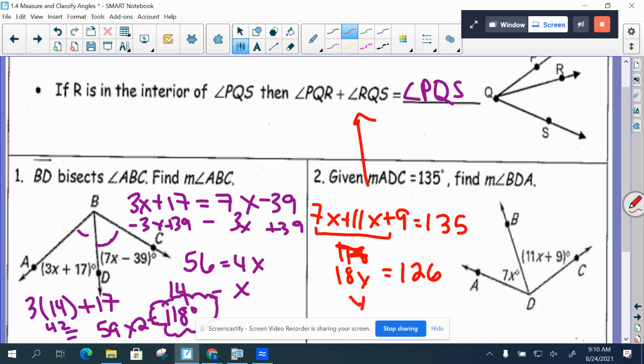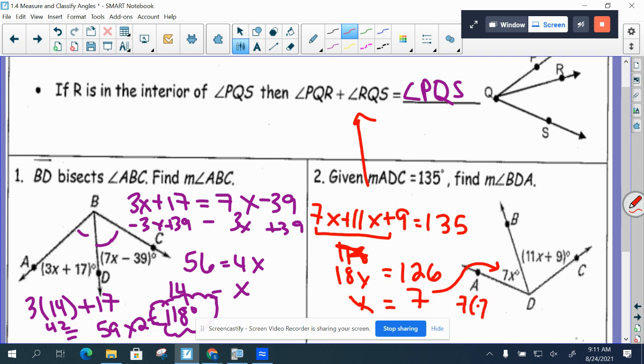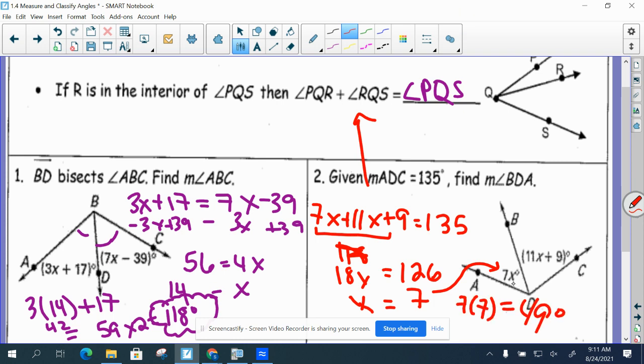And then if we're lucky, 126 is divisible by 18. So 7. Okay, so x is 7. Now it says to find angle BDA. So BDA, and we would need to just plug it in. We get 7 times 7, 49. That should be what you got.